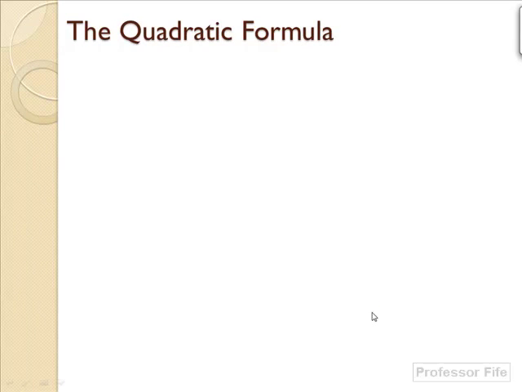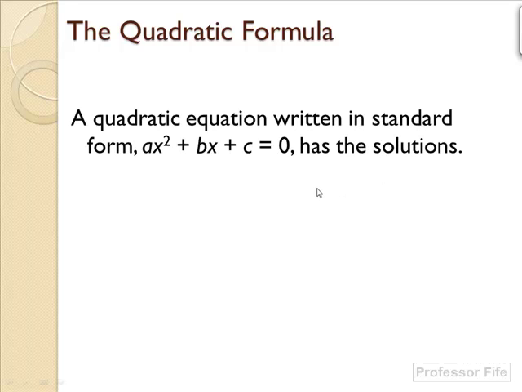Now, the quadratic formula will allow you to solve any quadratic equation by identifying the coefficients of each term from a quadratic equation and substituting them into a formula. So here's the quadratic formula.